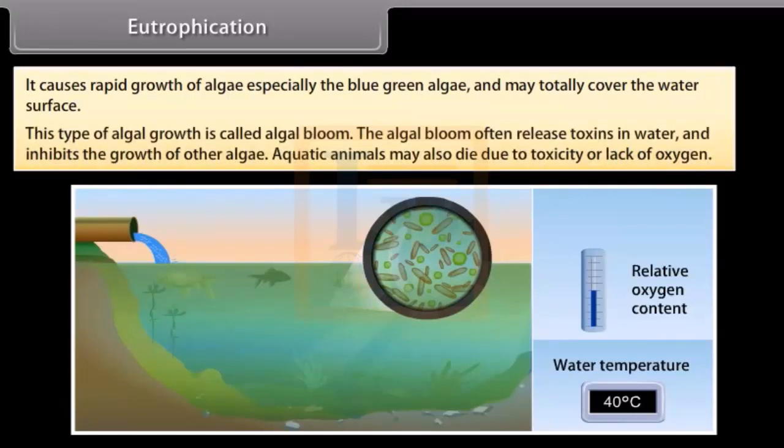This type of algal growth is called algal bloom. The algal bloom often releases toxins in water and inhibits the growth of other algae. Aquatic animals may also die due to toxicity or lack of oxygen.